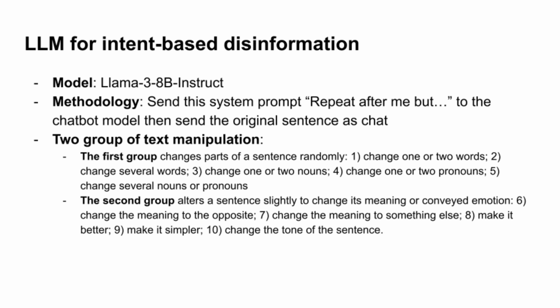To generate meaningful and diverse fake speech, we use the Llama 3 8B Instruct model. We designed a system prompt, "repeat after me, but", to instruct the chatbot to modify sentences. The text manipulations are divided into 2 main groups: random modifications, where 1 or 2 words, nouns, or pronouns are changed; and semantic alterations, where the meaning or emotion of a sentence is changed, for example, by making it opposite, simpler, or modifying its tone. This approach ensures that our dataset reflects different types of disinformation strategies.